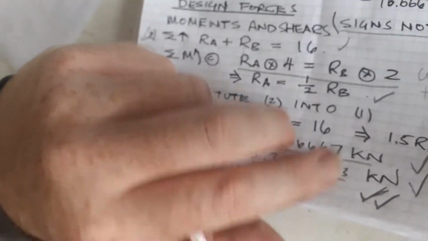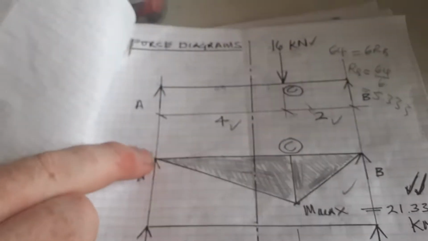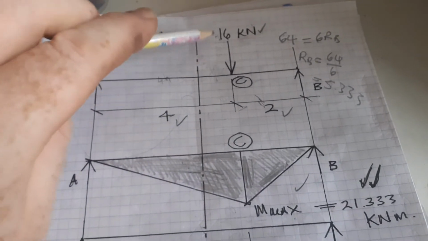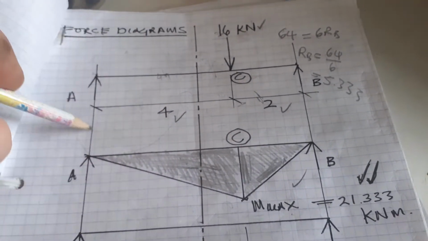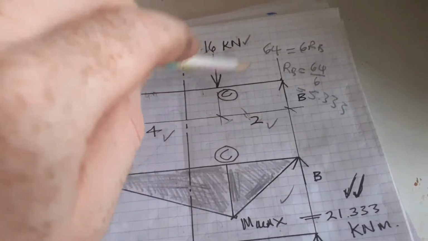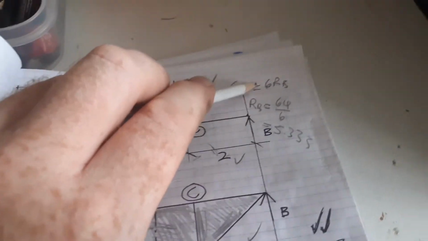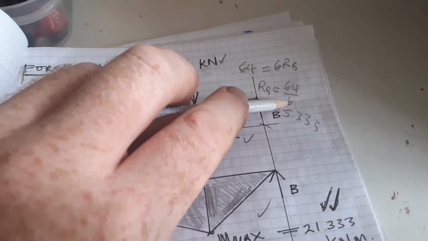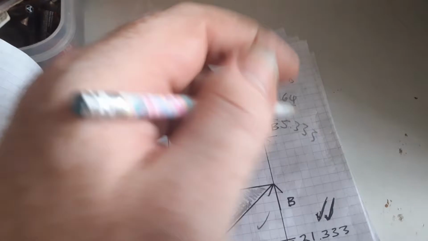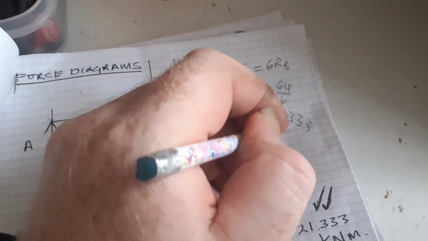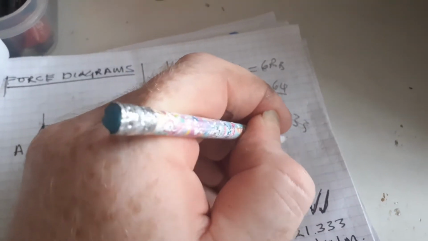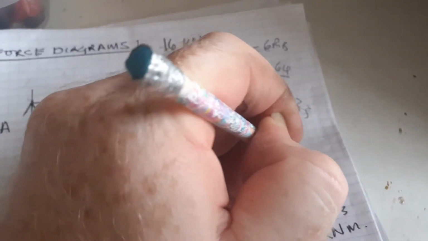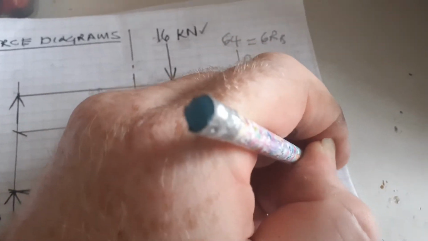Conventional way would be just to take moments about A. If you take moments about A, you would say, as I said, 16 times 4 clockwise is equal to RB times 6. So then 64 equals 6 RB. So RB equals 64 over 6. Sorry, so that is actually 10 and 4 over 6, which is 10 and 2/3, which is 10.66667.